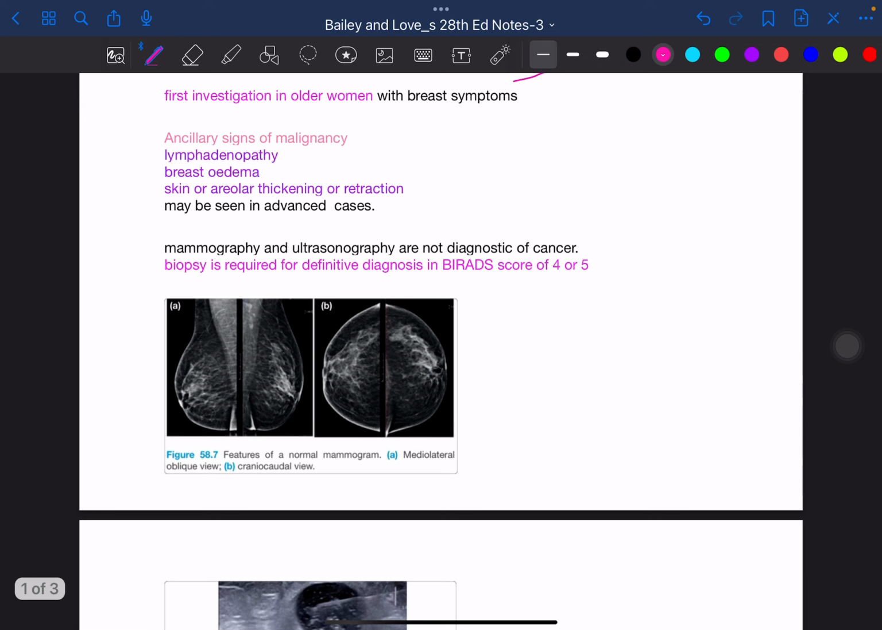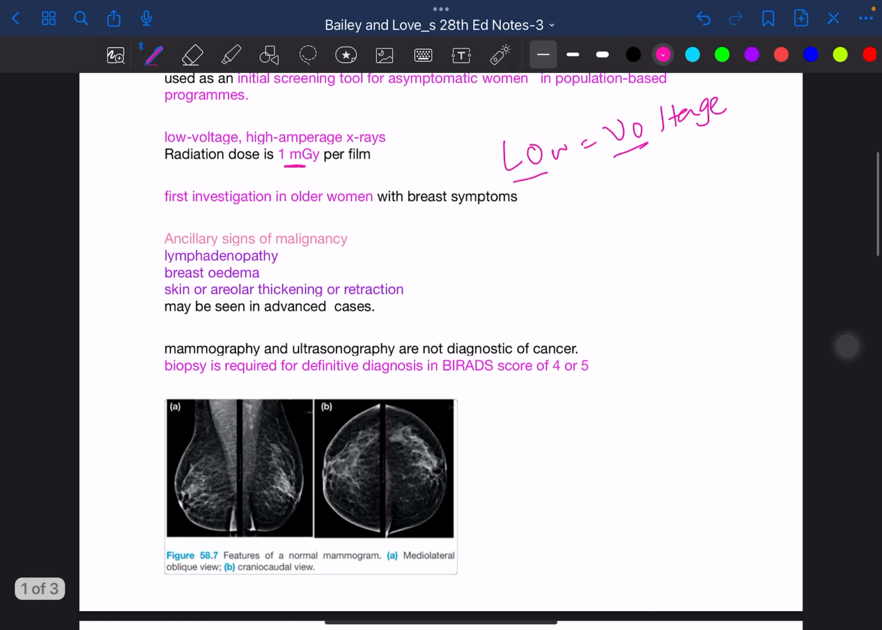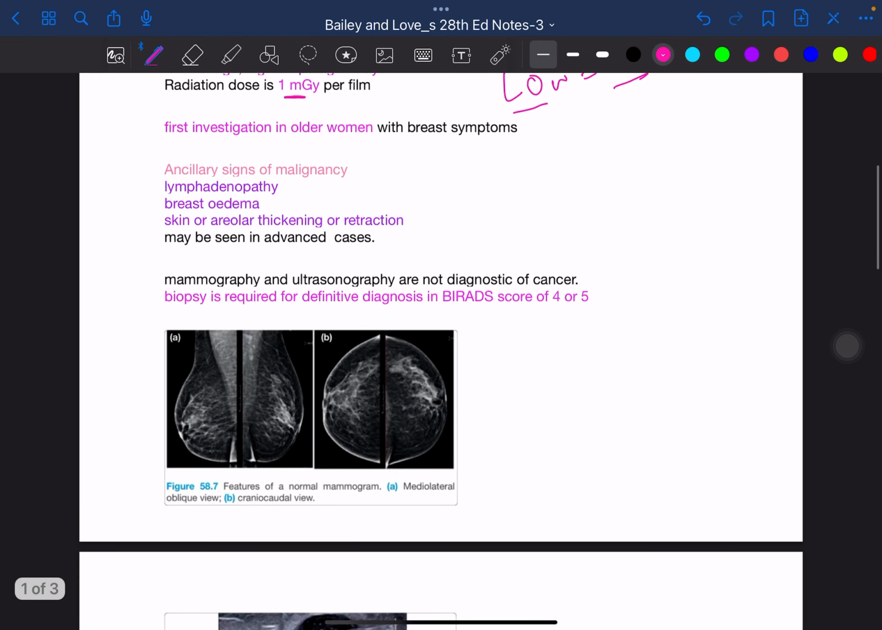So mammography and ultrasound are just first line investigations. They are not diagnostic. So biopsy is required for definitive diagnosis in BI-RADS score 4 and 5. We will discuss BI-RADS.